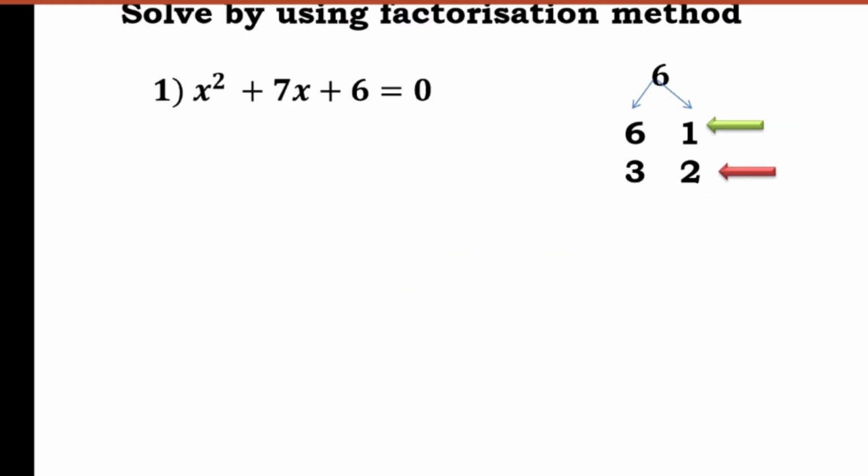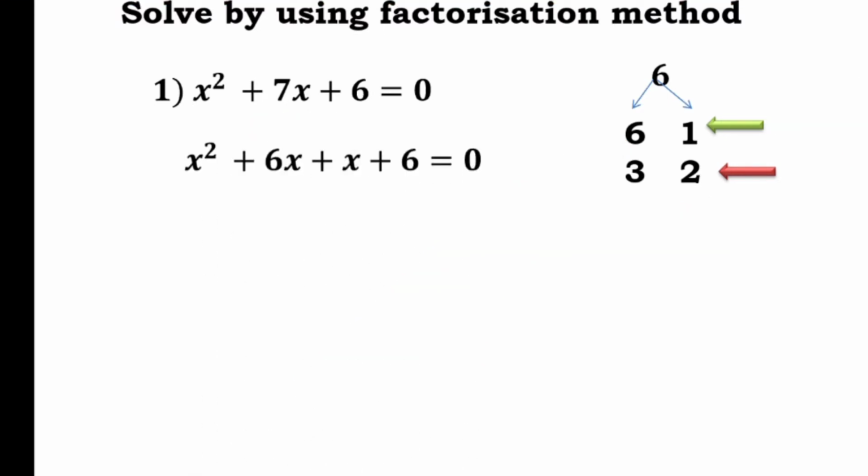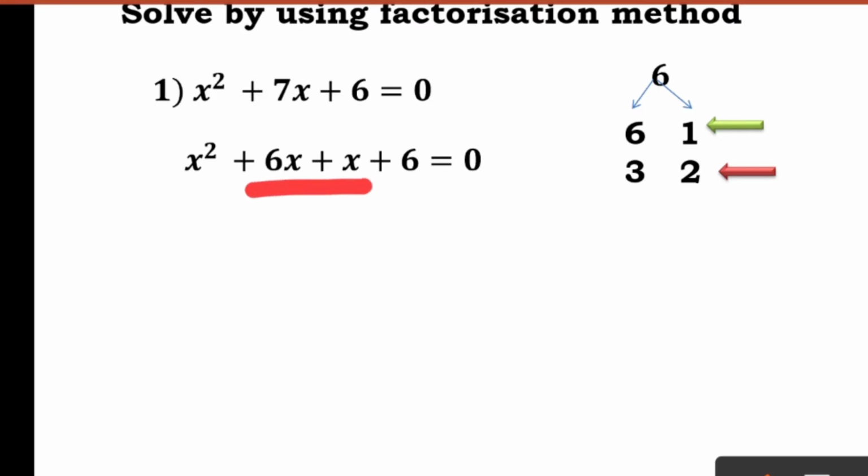Therefore, we take 6 and 1. We'll write this in the form x square plus 6x plus 1x. The 7x we can write as 6x plus x, which is the same thing as 7x.